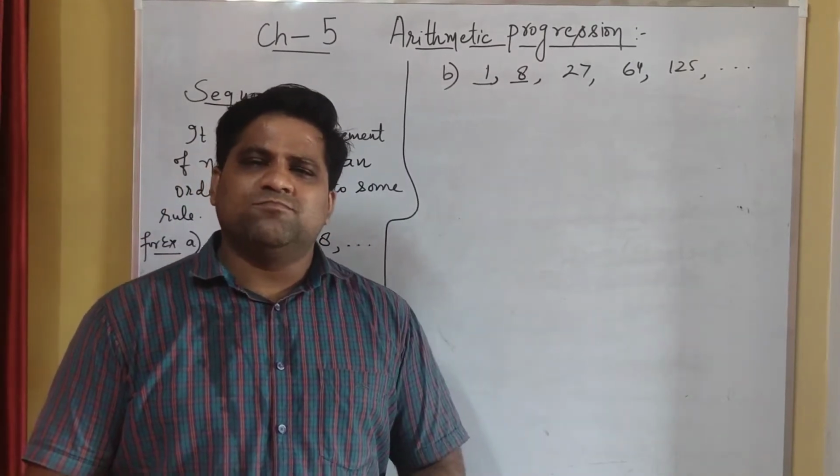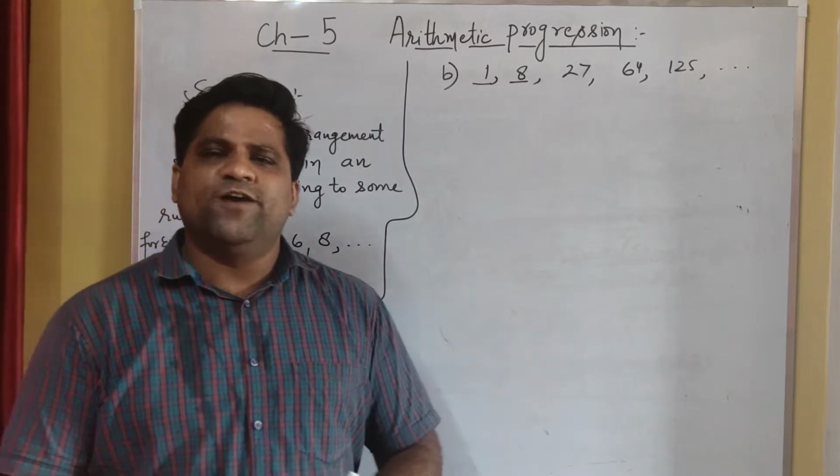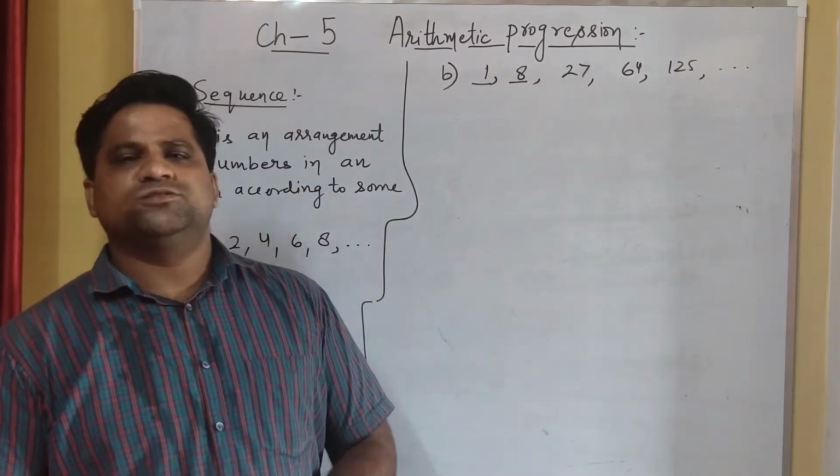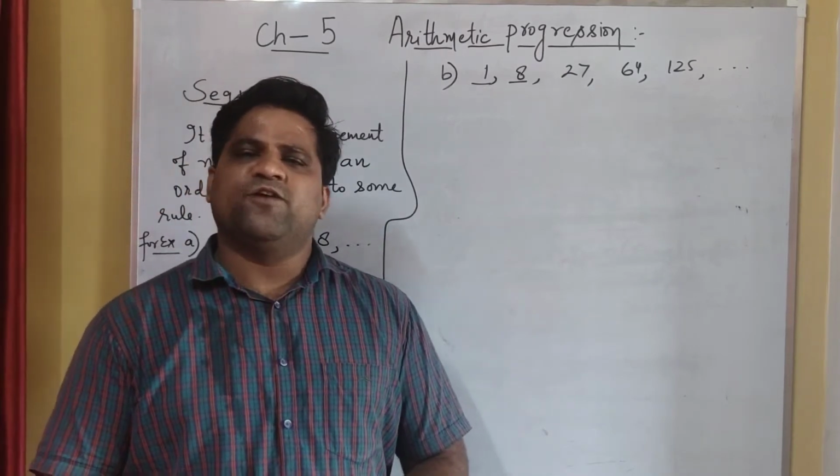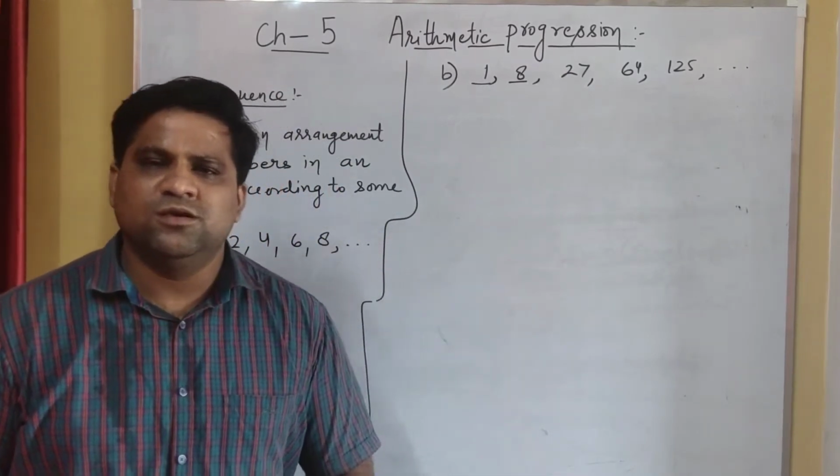We have studied chapter number 3, pair of linear equations in two variables, and chapter number 4, quadratic equations. Here in this video, we will start our new chapter, chapter number 5, arithmetic progressions.